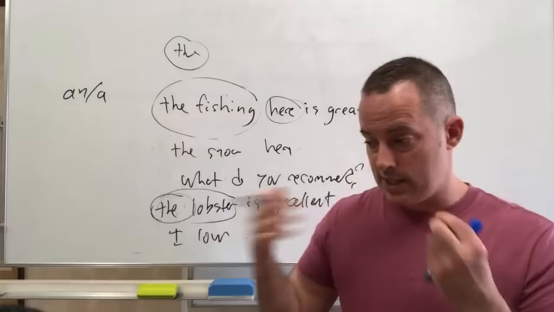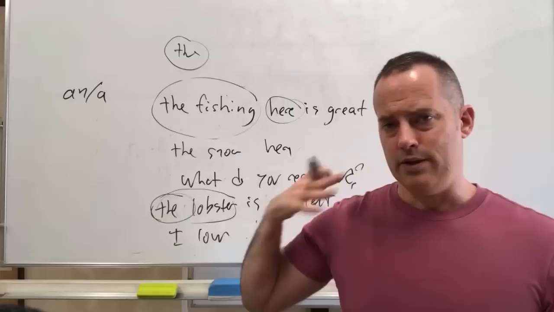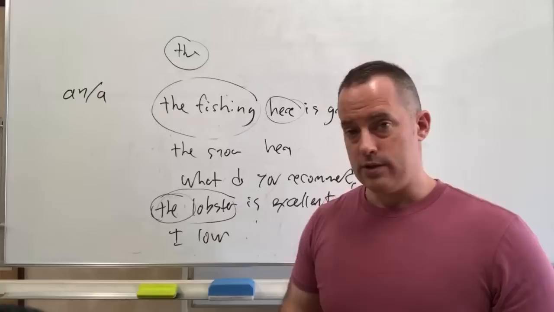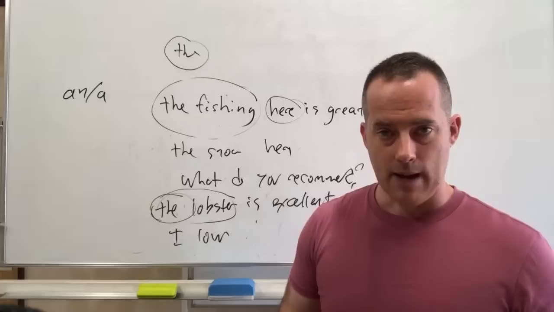So if I'm sitting with my friend at a seafood restaurant, I say, oh, you should get the tuna. The tuna is a great value. Or you can say the tuna has a great value, either one. So the tuna is a great value, but the lobster is expensive.